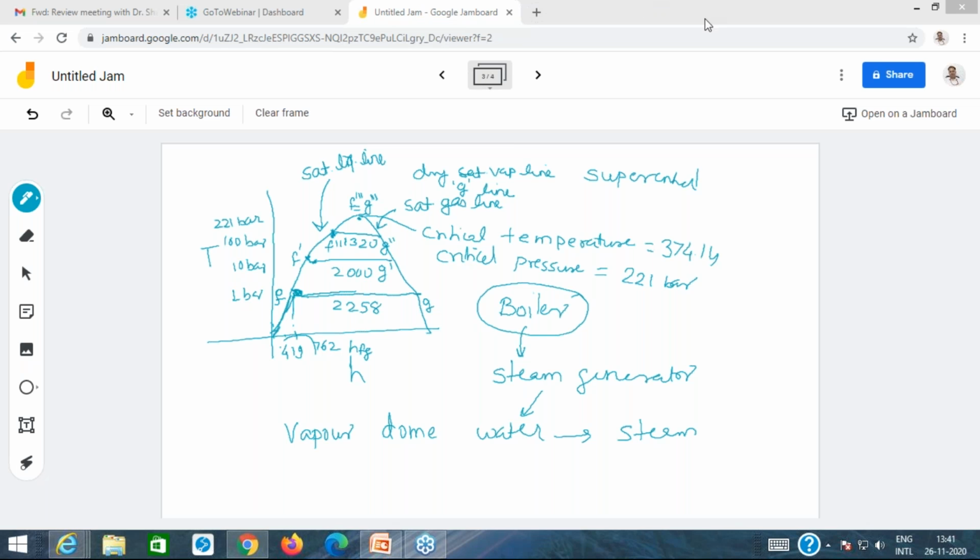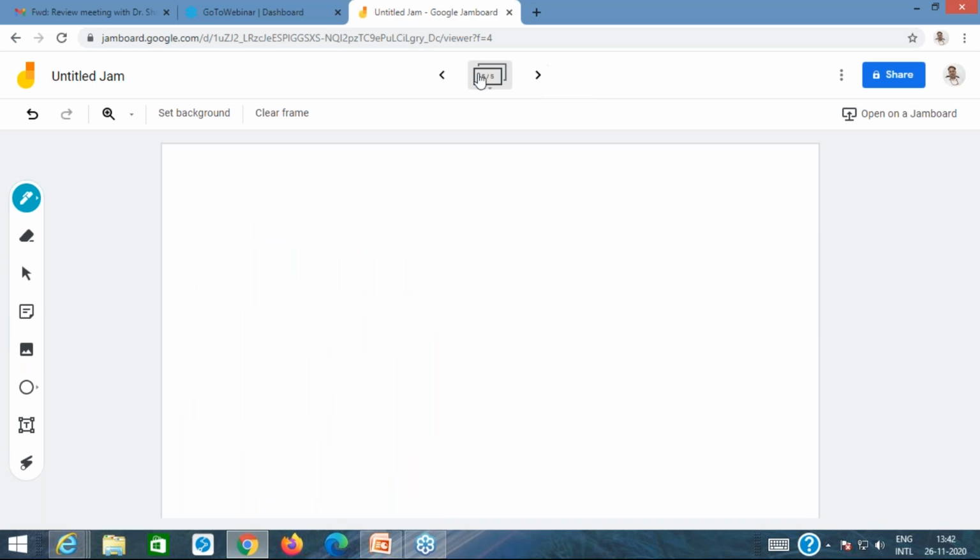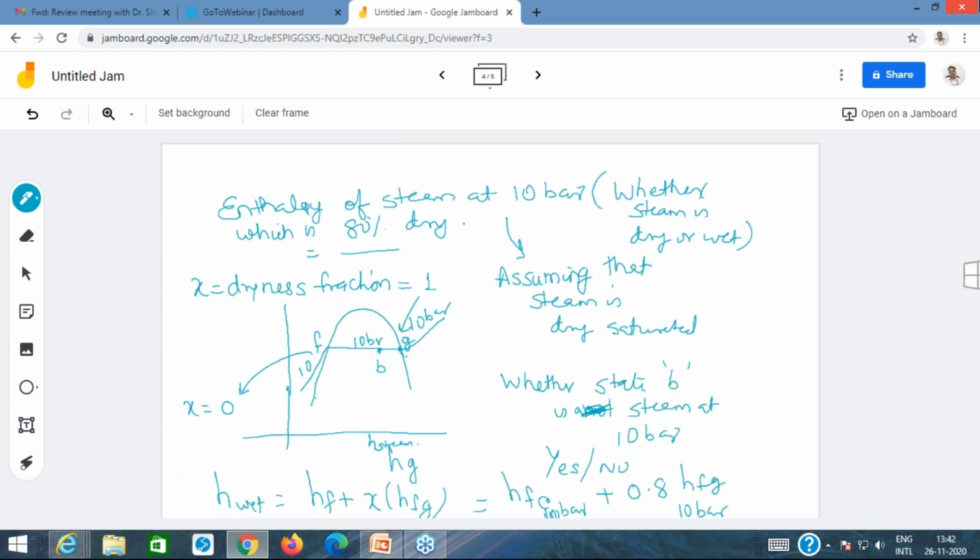Pranav, how much is HFG? 2013. Okay. 762 and 2013. So HF is 762 and HFG is 2013. Multiply this with 0.8 and add to 762. You'll get the value of enthalpy of wet steam. Okay. I hope this is clear to you. Is this clear? Is this clear for all?